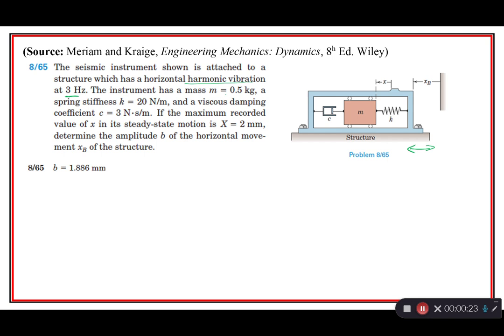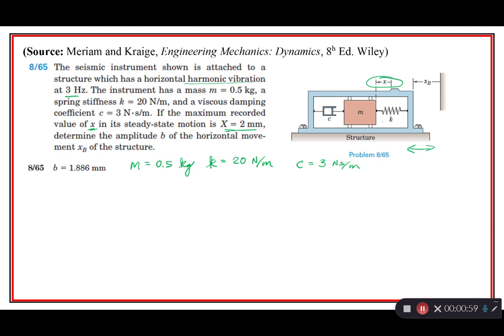The instrument has a mass of 0.5 kilograms and a spring stiffness of 20 newtons per meter. So we already know we can find the natural frequency, and a viscous coefficient, C, of 3 newton seconds per meter. And the maximum recorded value of X in its steady state motion is this right here, right? So we're recording motion with respect to the housing, right?